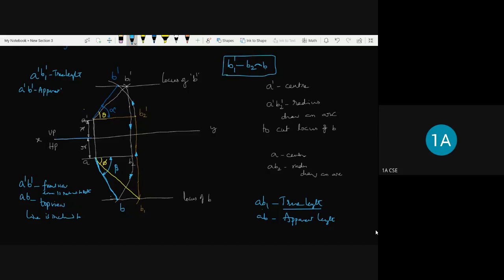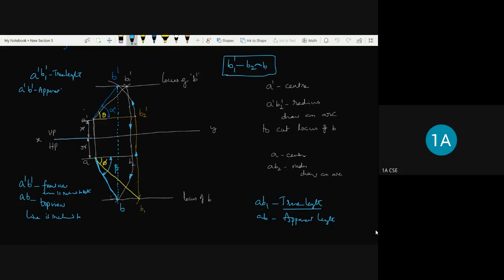And very importantly, here B dash and B should lie on the same line. Then only your solution is right. When it is not lying on the same line, you have made a mistake somewhere. So B dash and B should lie on the same line after drawing the final projection of the line when it is inclined to both the planes. This is the rotating line method we use to draw the projection of a line.